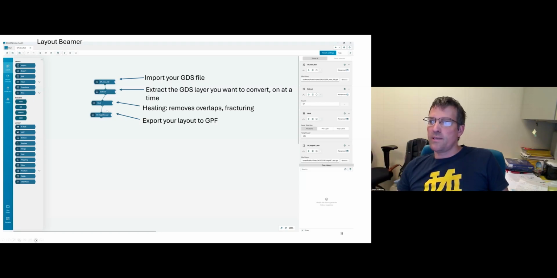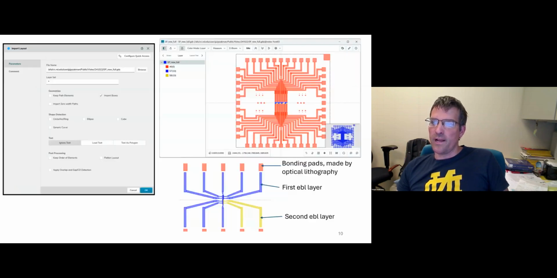So there is way more that Layout BEAMER can do, but this is just the very minimum that you need to use to successfully transfer your pattern to an exposure file.